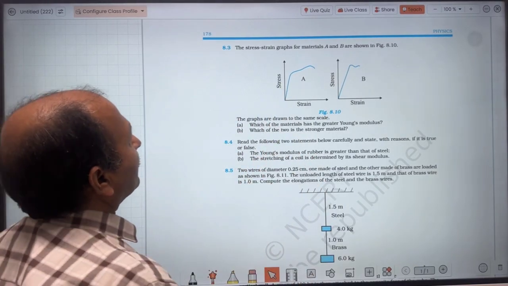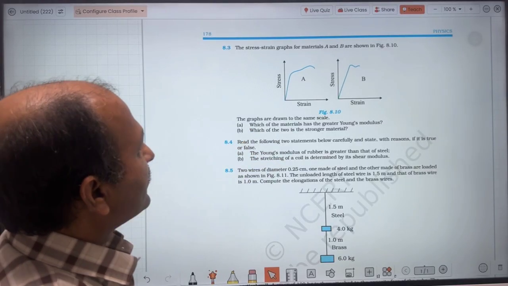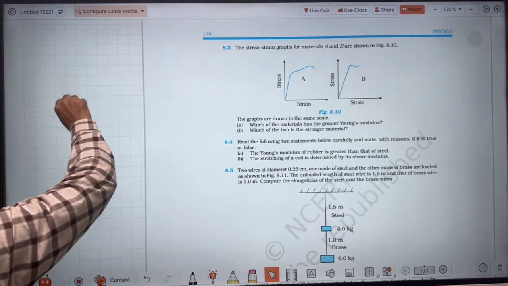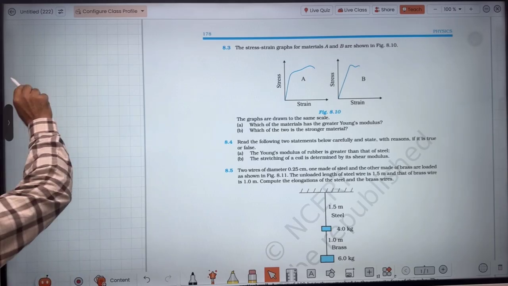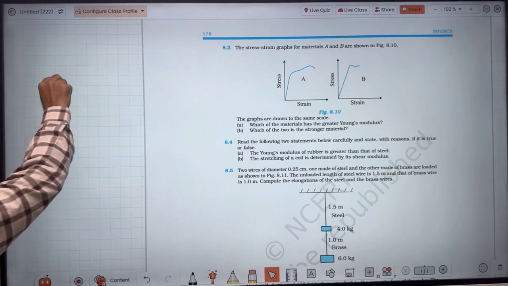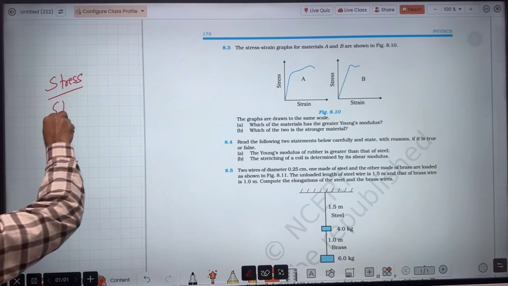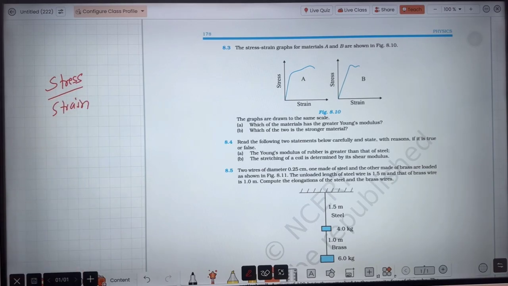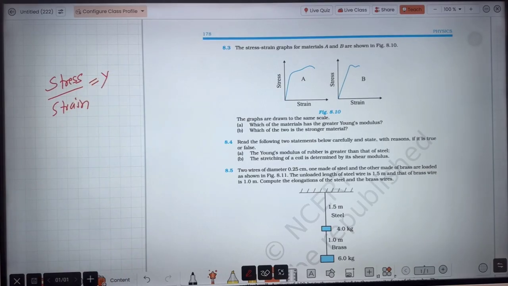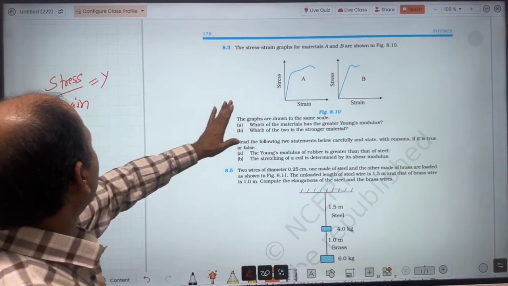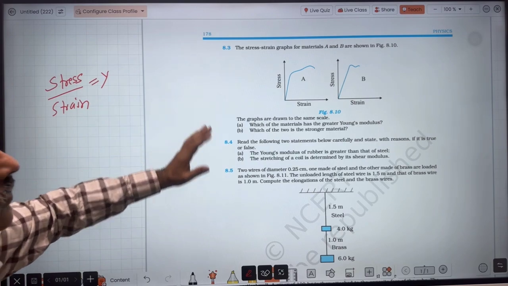Here we need which material has greater Young's modulus, which of the two is a stronger material. So strength is generally determined by the formula stress upon strain. What does it give? It gives Young's modulus. So we have to check in the two cases the slope. If slope is more, Young's modulus will be more.